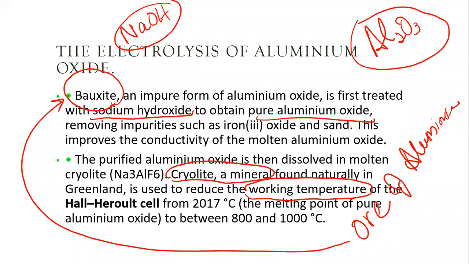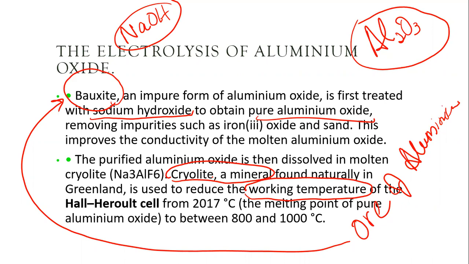C-R-Y-O-L-I-T-E, cryolite. Now, what they did is they took this mineral cryolite and mixed it in the aluminium oxide. What did the cryolite do? It lowered the working temperature. It brought the working temperature down, so you needed less energy to melt it, less temperature to melt it, so it was more cost effective. You're like, okay, fine. I'm going to take my cryolite, add it to my aluminium oxide, and now I need a lower temperature, so now this is less expensive for me.